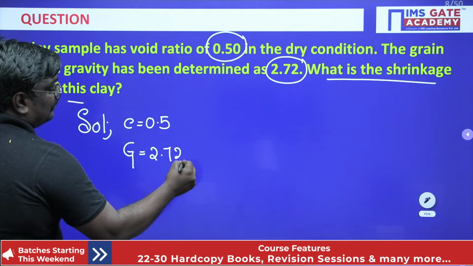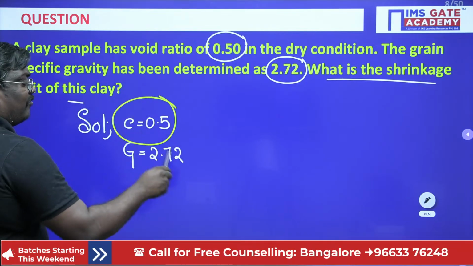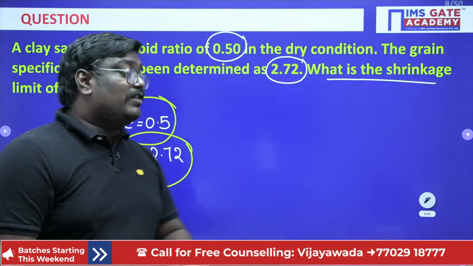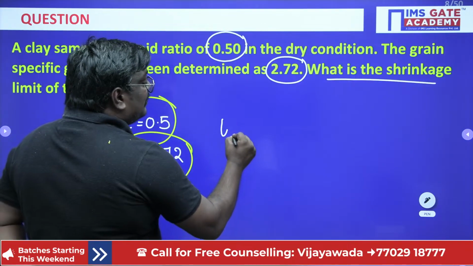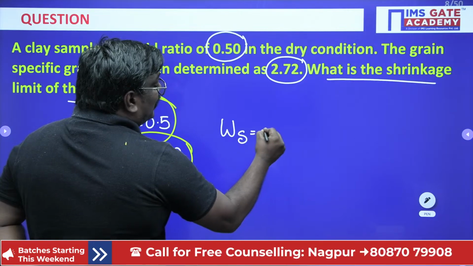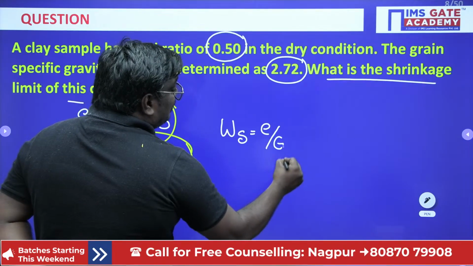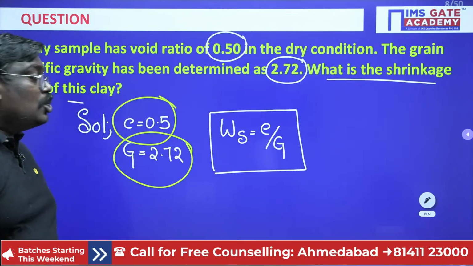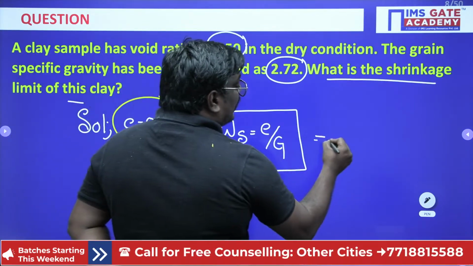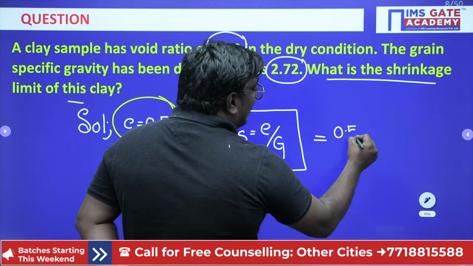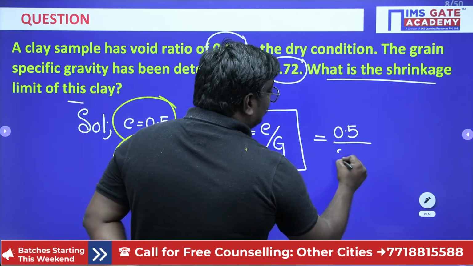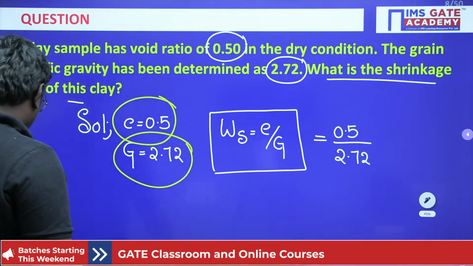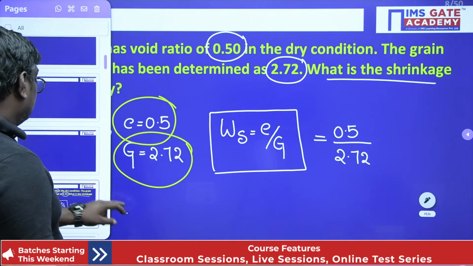When I told you that the void ratio is 0.5 and the specific gravity is 2.72, what is the formula for shrinkage limit? Shrinkage limit is nothing but e upon G, because it is the minimum water content at which the soil is fully saturated. So just take the void ratio 0.5 and the specific gravity 2.72. Can anyone tell me the answer, my dear students? Can you please post in the chat box what answer we have?